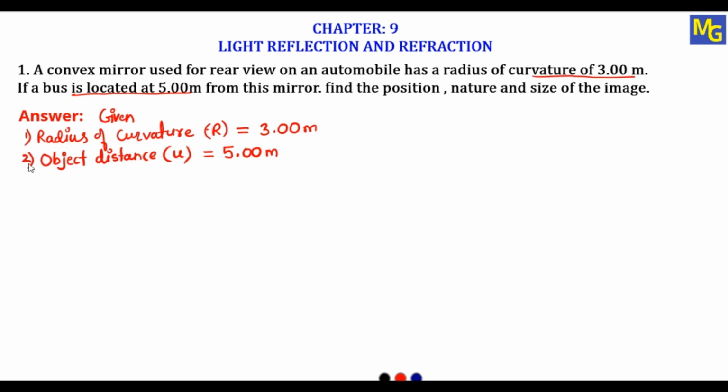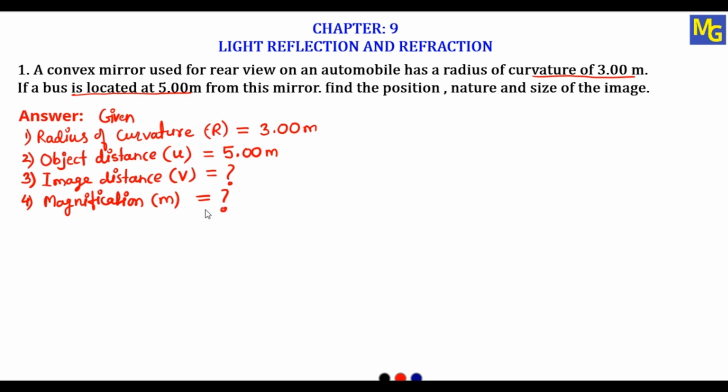Then again, what do we have to find out? We have to find out position. As I told, we have to find out image distance. So I'll write image distance. What is the symbol for image distance? It is v, and I'll write v equals question mark. This we have to find out. Then to find out nature and size, we should know magnification. So I'll write magnification. The magnification symbol is small m, so I'll write in brackets small m equals question mark.